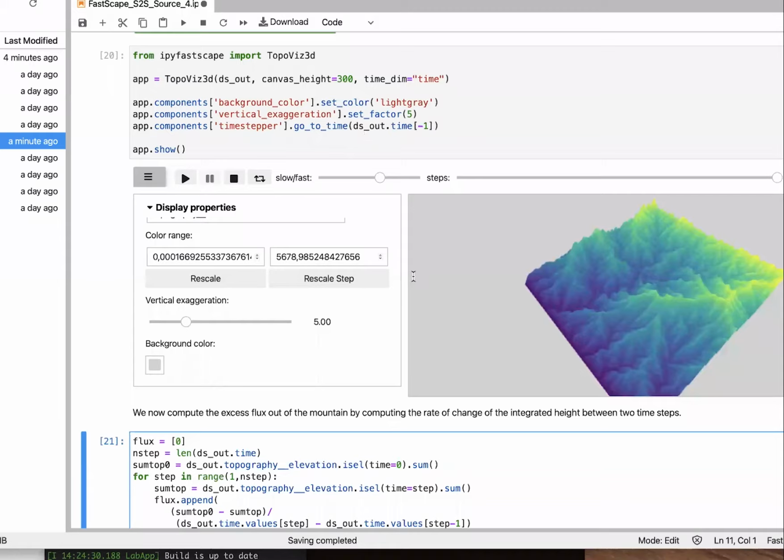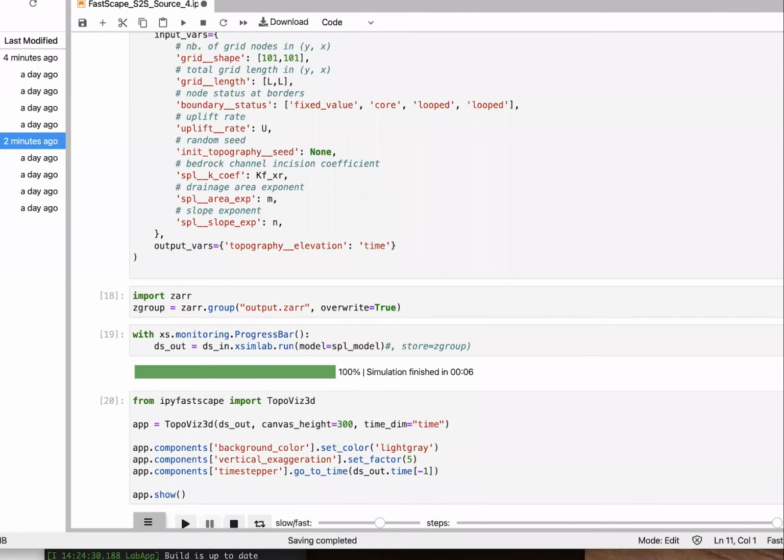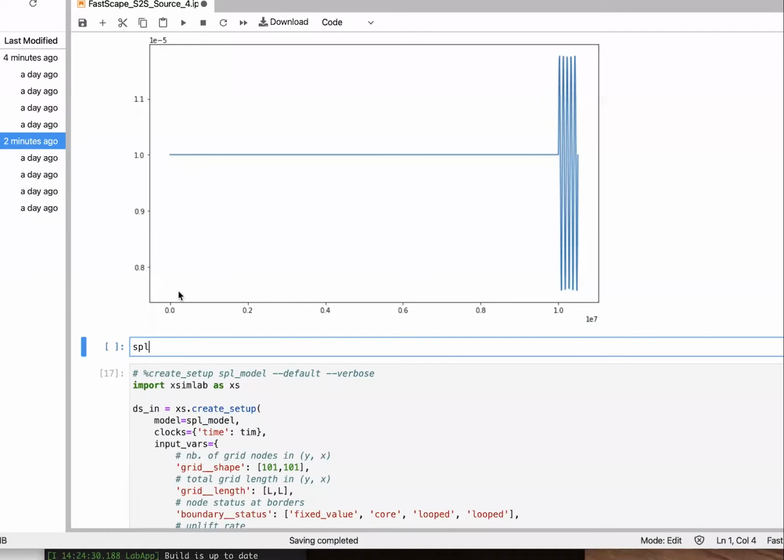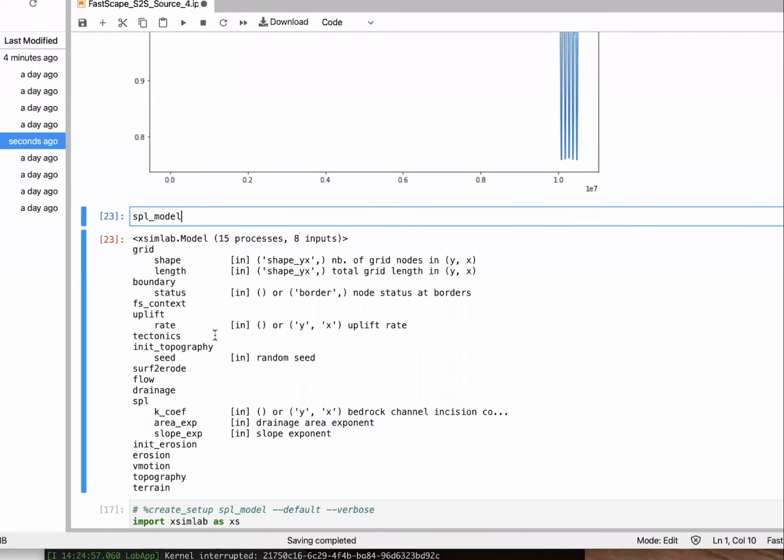So, if you look, we could do this. Let's do it the way it's supposed to be. I'm going to add a cell here. I'm going to look at the model called SPL model. If I look at the SPL model, there is one of the processes called erosion, and in erosion there is an output variable, which is called rate. So I can ask it to tell me, to output the erosion rate.